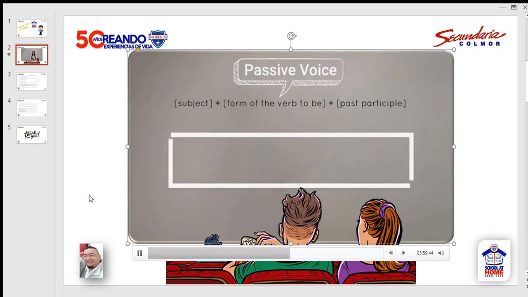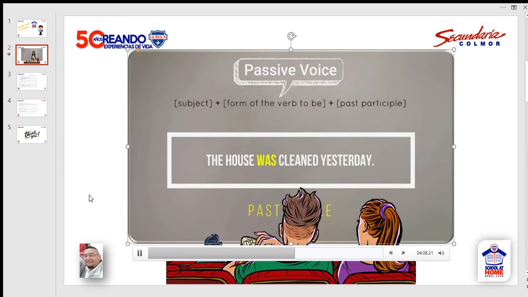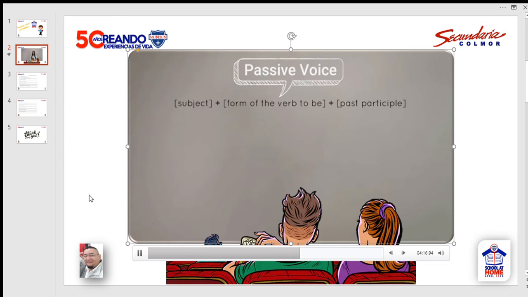Past simple tense. The house was cleaned yesterday. The house is a subject. Was is a past simple form of a verb to be. Cleaned is a past participle of a verb to clean. Yesterday is the rest of the sentence.